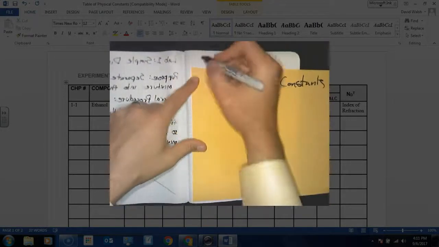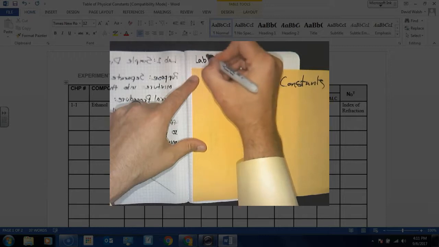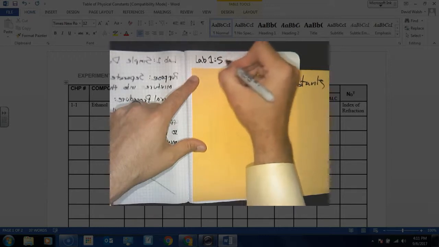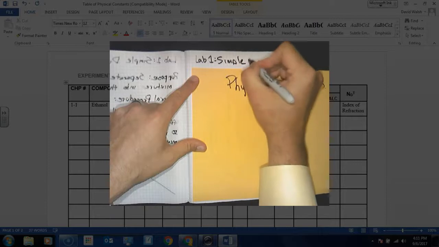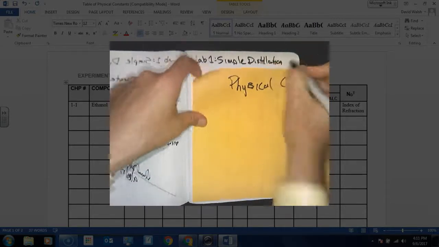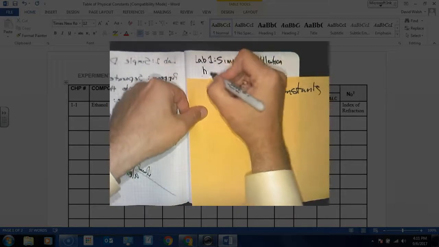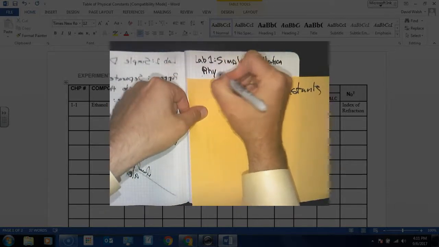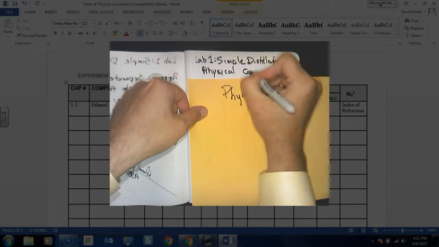Again, you're going to put a header on each page, Lab 1, simple distillation. And then underneath it, you're going to put physical constants.